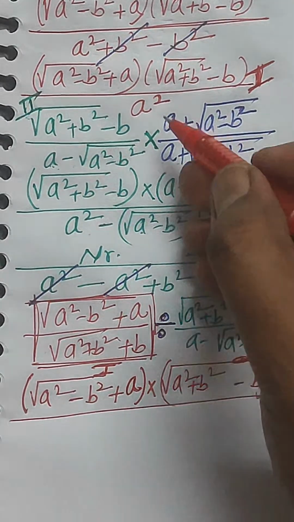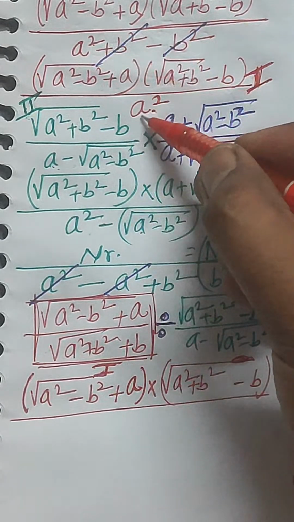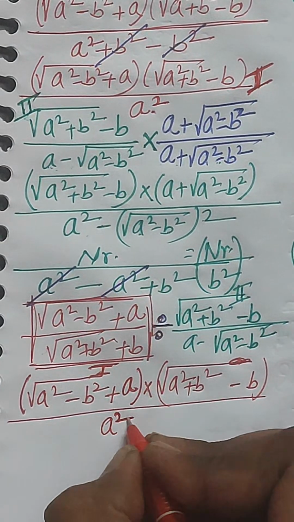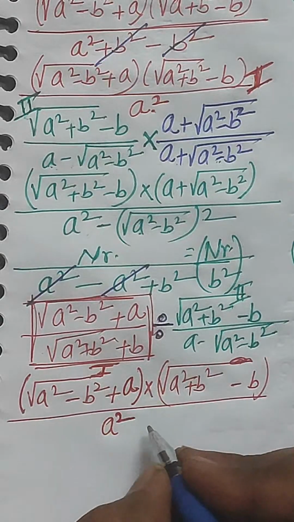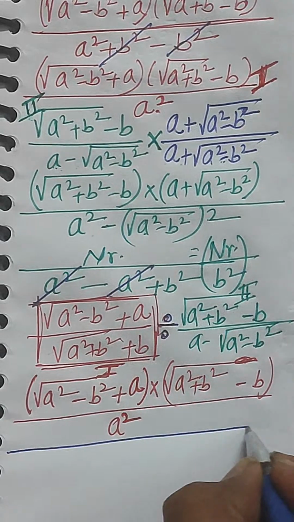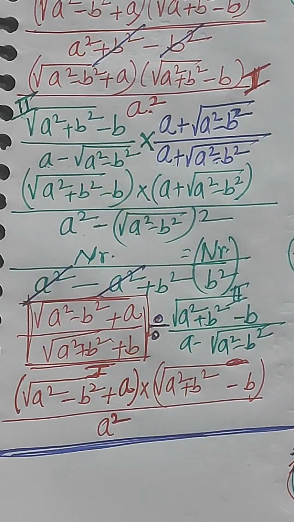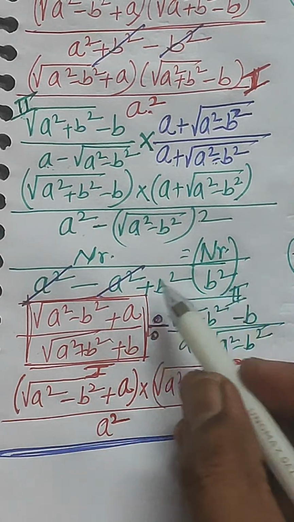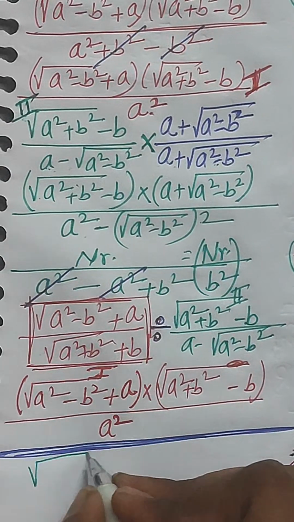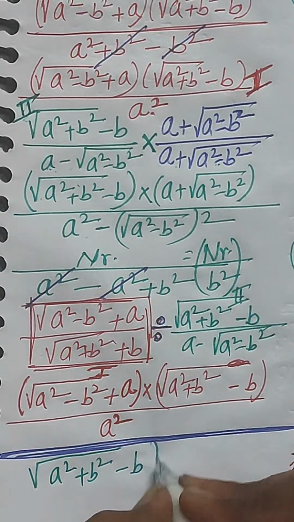Divided by, in the denominator it was a square. After rationalizing, we had seen b square was cancelled, so a square was remaining, divided by a square. And this entire thing is divided by, that means give a big fraction, right? This is divided by the second part. What is the second part? The second part is this one, numerator divided by b square, where numerator was root over of a square plus b square minus b, right?